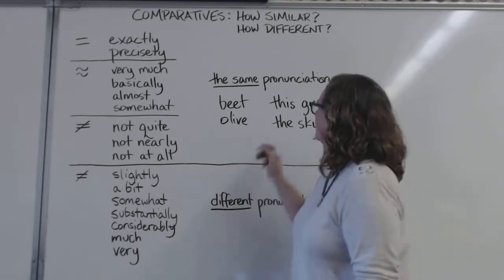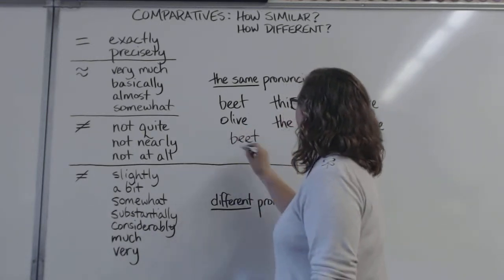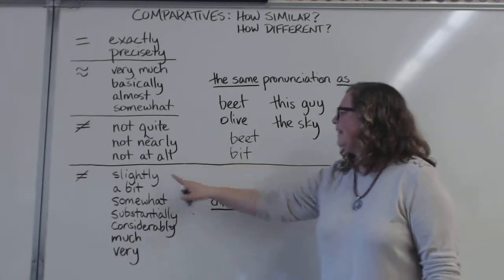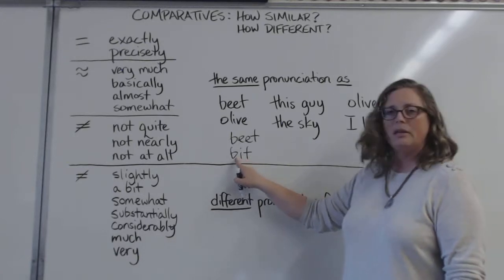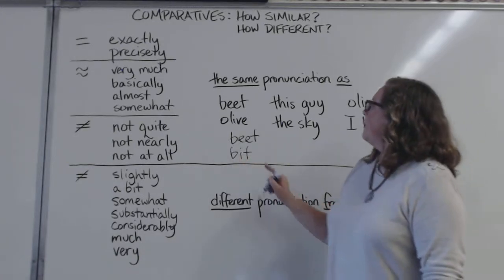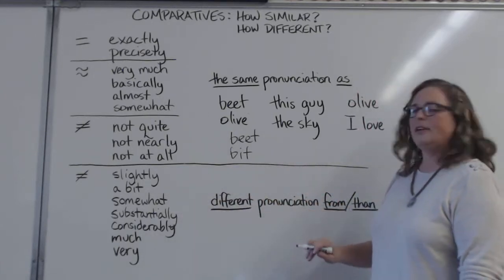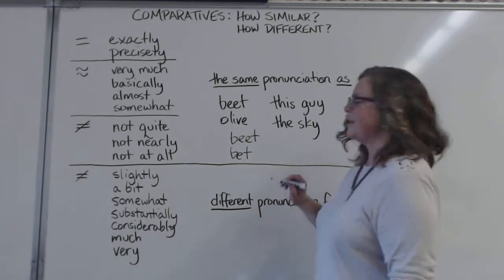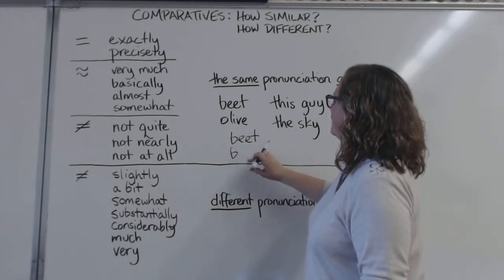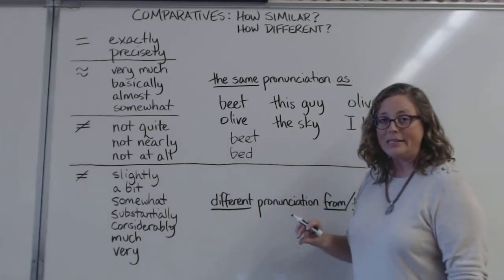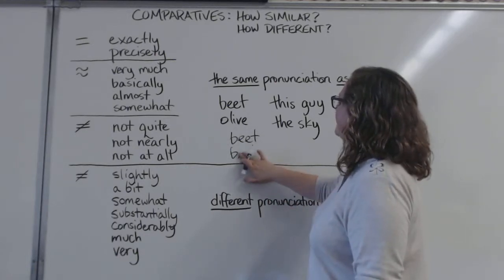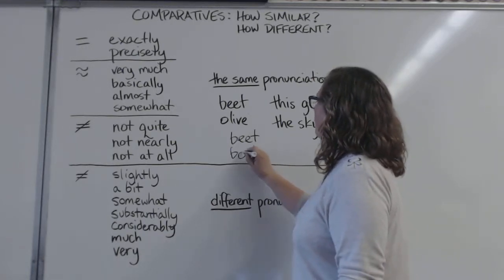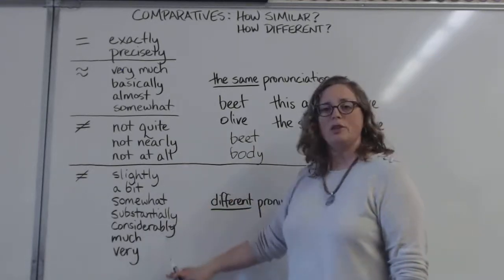So I would say that beet has a slightly different pronunciation from bit. Beet has a somewhat different pronunciation from bet. Beet has a substantially different pronunciation from bed. Beet has a much different pronunciation from body. So we're going in degree here.